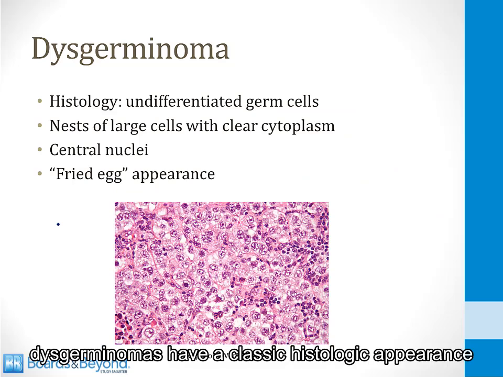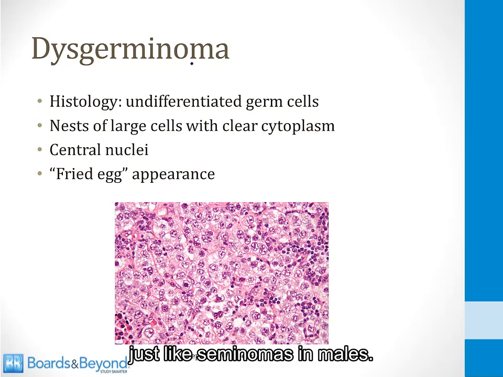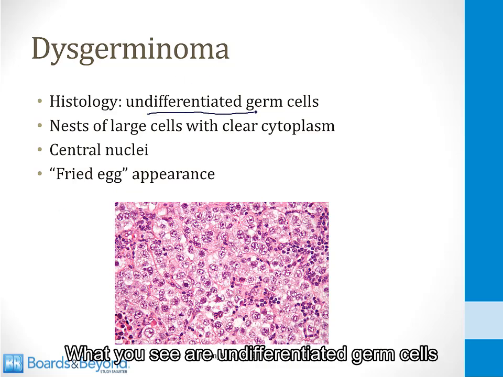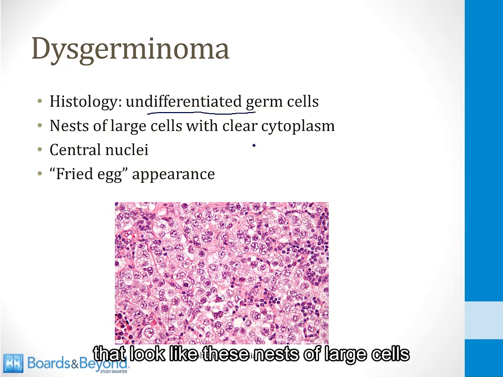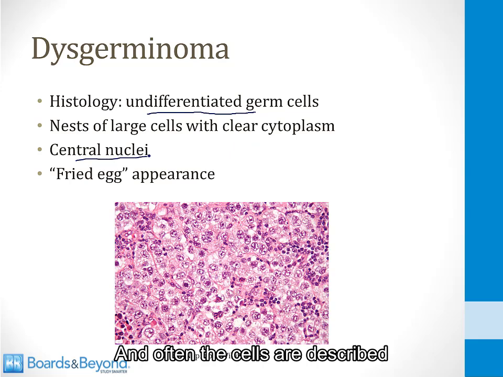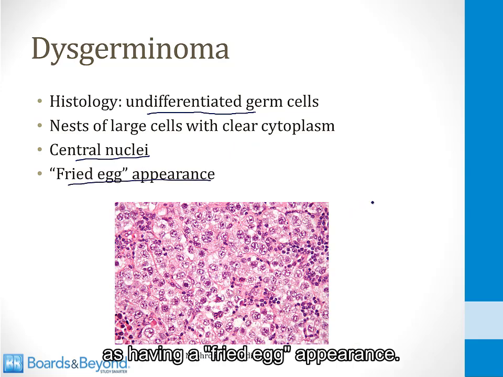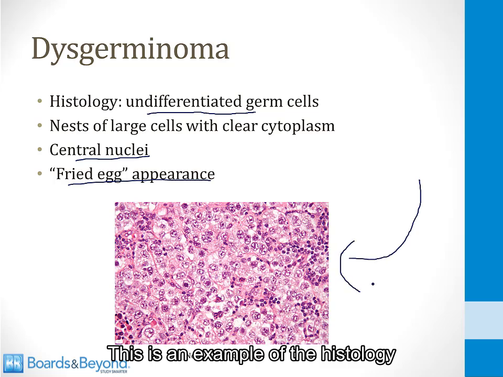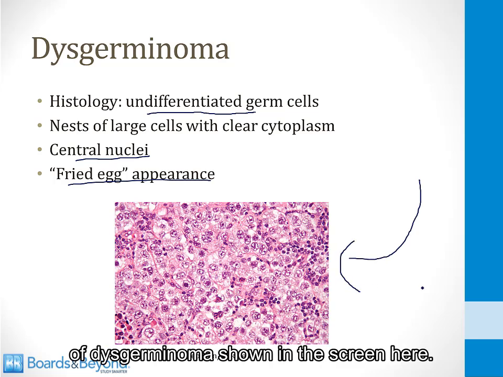Under the microscope, dysgerminomas have a classic histologic appearance, just like seminomas in males. What you see are undifferentiated germ cells that look like these nests of large cells that have clear cytoplasm with the nuclei in the center, and often these cells are described as having a fried egg appearance. This is an example of the histology of dysgerminoma shown on the screen here.